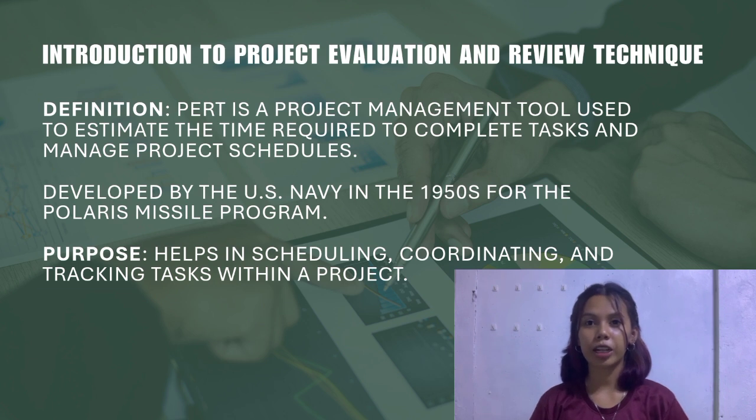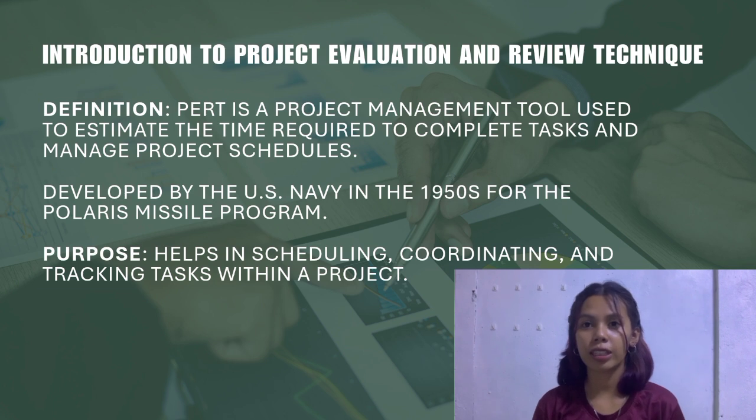So PERT is Project Evaluation and Review Technique. It's a project management tool used to plan and control the tasks needed to complete a project. It helps estimate the amount of time each task will take, especially when the task durations are uncertain or variable. By using PERT, project managers can build project schedules and identify the most critical tasks that affect the overall completion time.